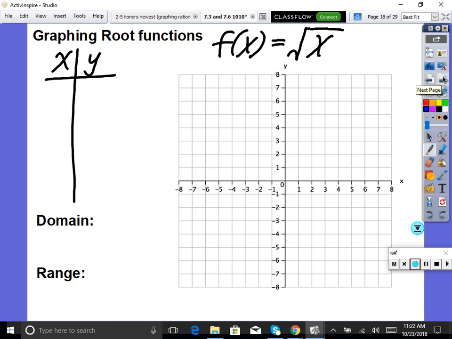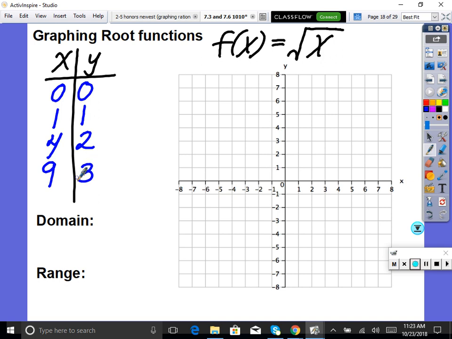Okay, graphing root functions. Let's say I started at -1. The square root of -1 is i. We can't start at -1, right, everyone? Can we start at 0? Yes. The square root of 0 is 0, square root of 1 is 1, square root of 2 is a decimal. I'm only going to graph whole number points. So I'm not going to graph that one. Square root of 3, square root of 4 is 2, square root of 5, 6, 7, 8, 9.